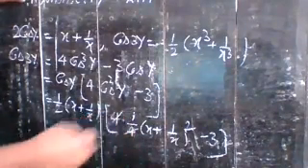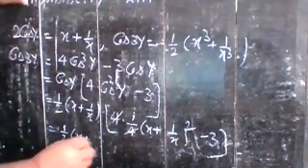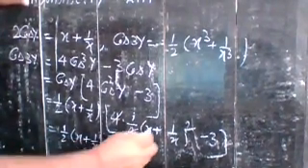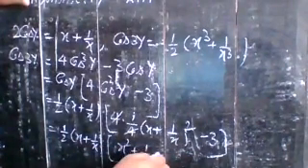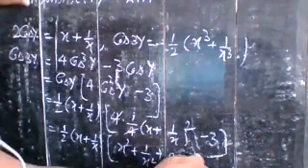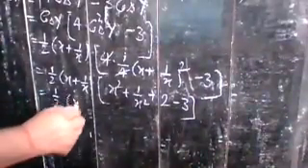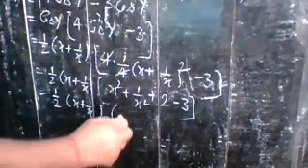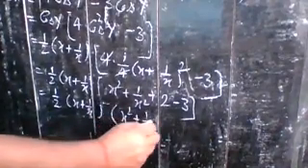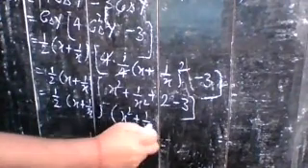So 4 and 4 cancel out. And you have 1 by 2 into (x plus 1 upon x) into, yes, expand it: x square plus 1 by x square plus 2 minus 3. That is equal to 1 upon 2 into (x plus 1 upon x) into (x square plus 1 by x square minus 1).